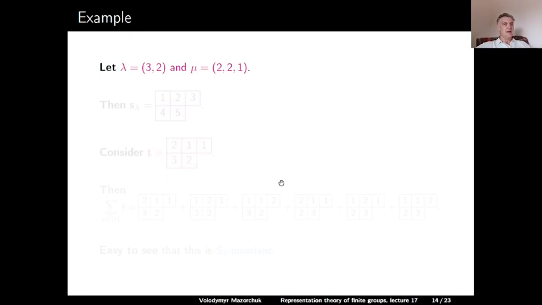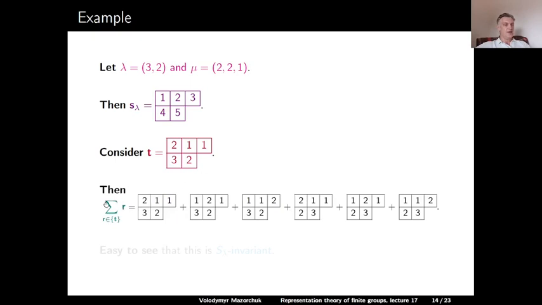So here's an example. Let lambda be 3, 2 and mu be 2, 2, 1. So then S lambda is a tableau 1, 2, 3 and 4, 5. So consider the element T, which is equal to 2, 1, 1, 3, 2. So this is a generalized Young tableau of shape 3, 2 and content 2, 2, 1. Then our linear combination of all elements R in the row equivalence class of T will consist of 6 summands. So we should permute all elements in the first row of T independently and all elements in the second row of T also independently. So since we have 2 equal elements in the first row, we can permute the elements in the first row in 3 possible ways and in the second row in 2 possible ways. Altogether, we will have 6 summands.